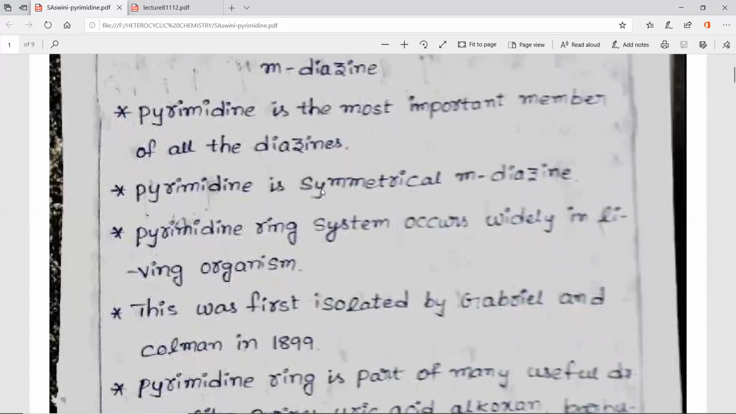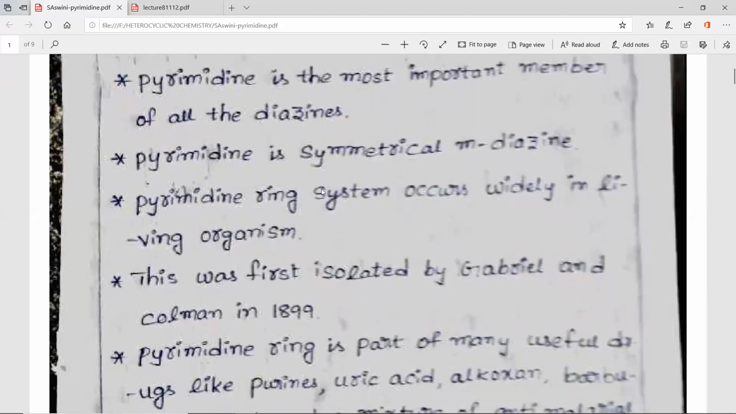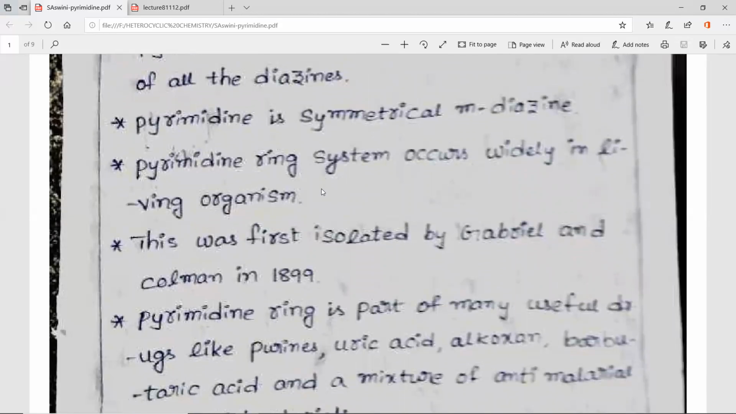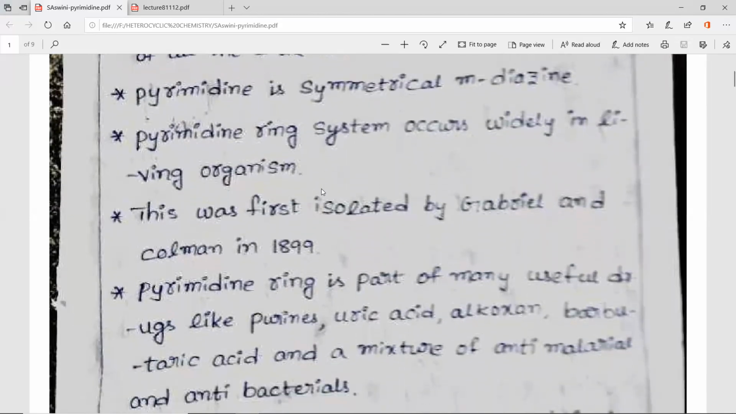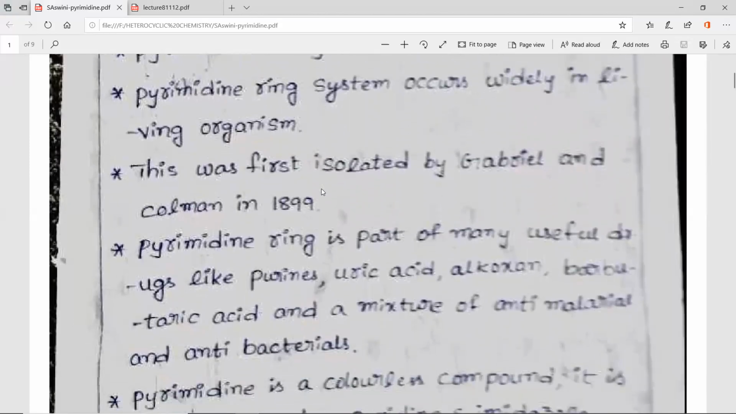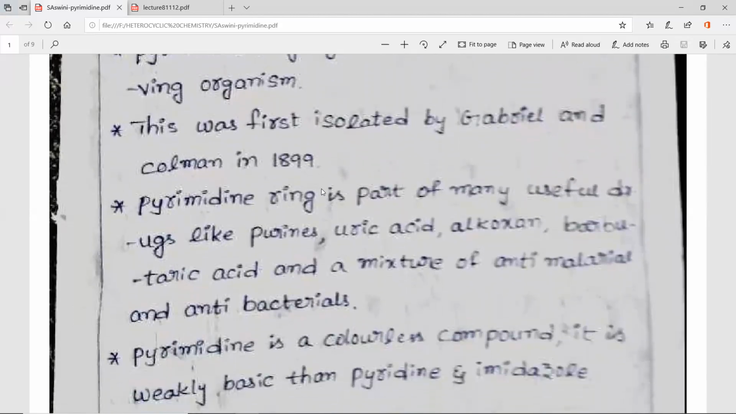Pyrimidine ring system occurs widely in living organisms. The pyrimidine ring is a part of the nucleic acids. It was first isolated in the year 1899. The pyrimidine ring is a part of many useful drugs.